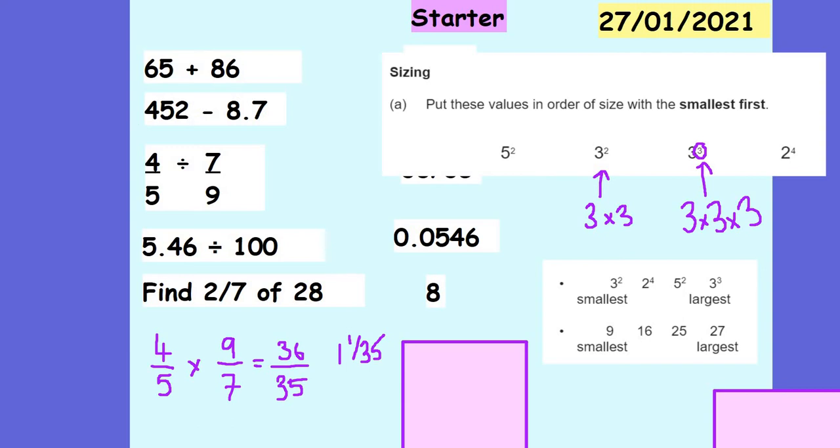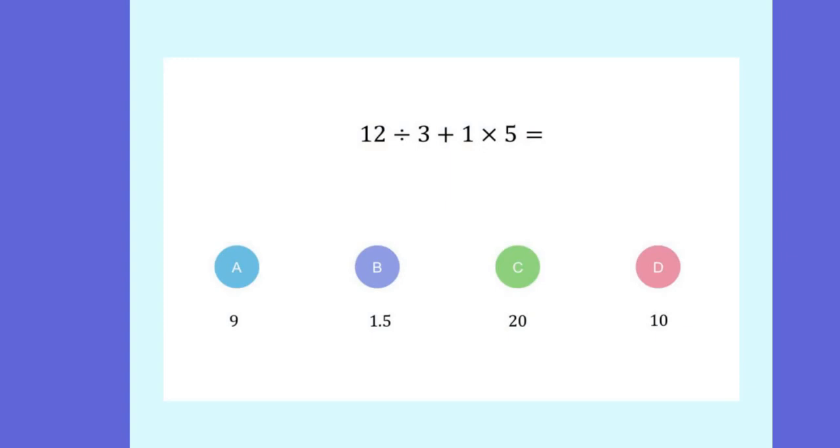Let's head into today's lesson. We're going to start with the diagnostic quiz. So these are A, B, C or D questions. Please write down your answers in your rough books and then I'll go through all the answers at the end. Question number 1, using your BIPs, what is 12 divided by 3 plus 1 times 5? Please pause the video if you need a little bit of extra time to work these out.